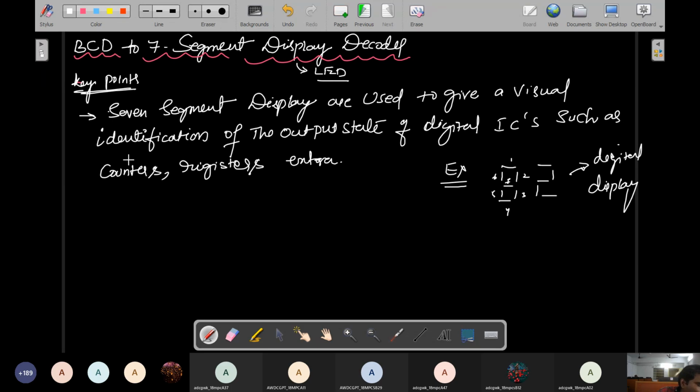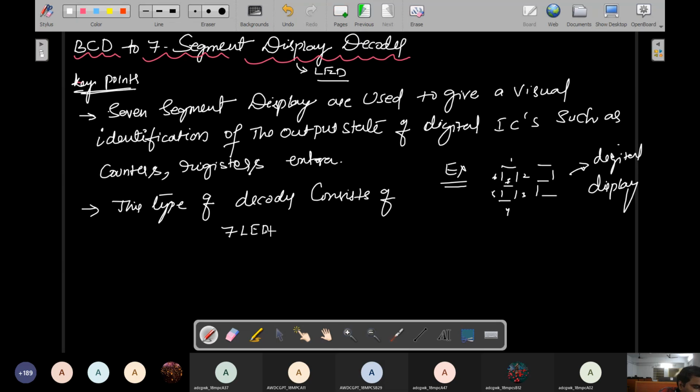For example, this type of decoder consists of 7 LEDs, 7 LED segments, as shown in the figure. It displays the numbers 0 to 9.